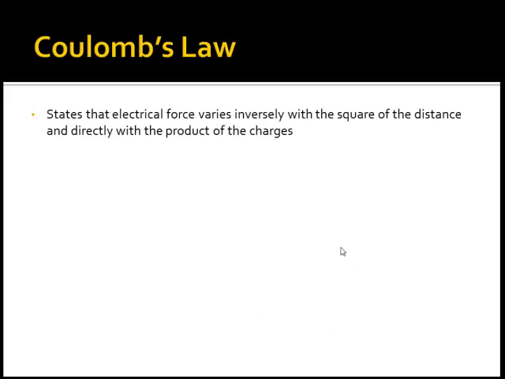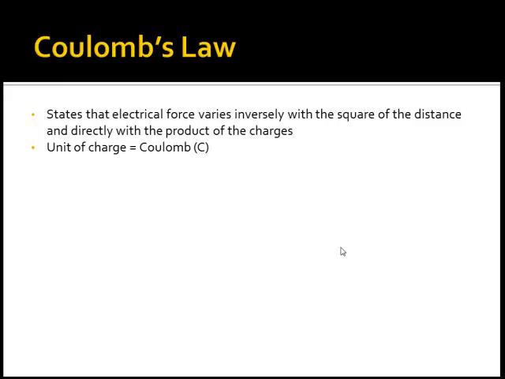Coulomb's law is almost like gravity, but it states that the electrical force varies inversely with the square of the distance and is directly proportional to the product of the charges. So what exactly does this mean? It means the farther out you get, the weaker the force becomes between 2 charged objects. However, the more charge something has, the greater the force.